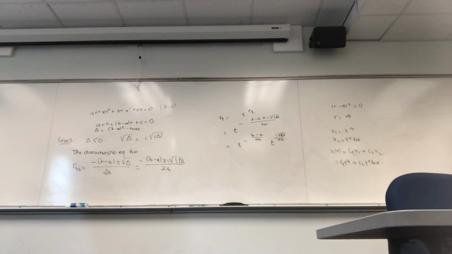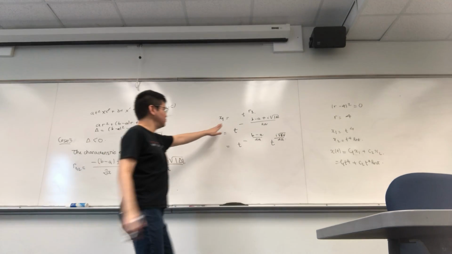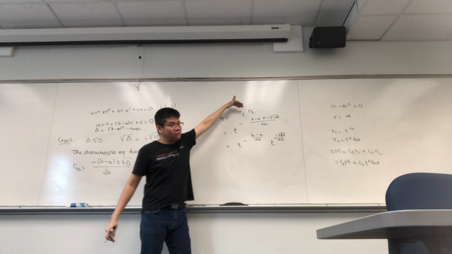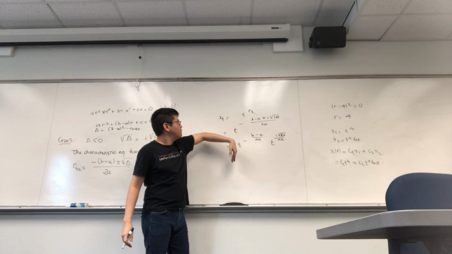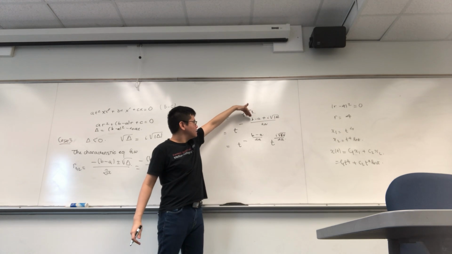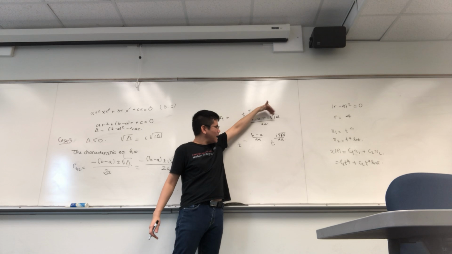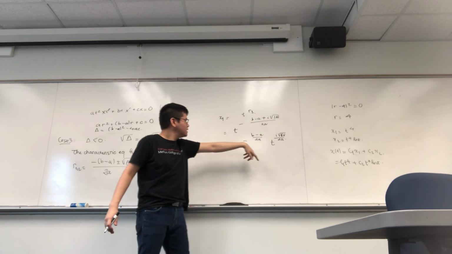What is this t to the i square root of delta over 2a? By the theory, this is still the solution. So t to the r1 is still the solution. When I plug r1 in there, I have minus b minus a plus i square root of the absolute value of delta over 2a.